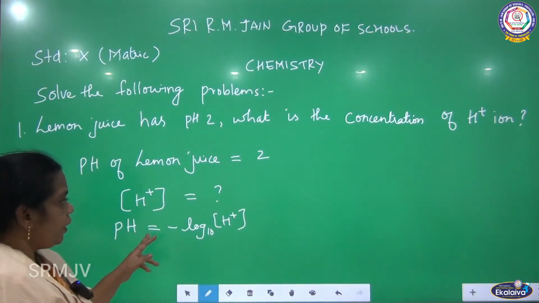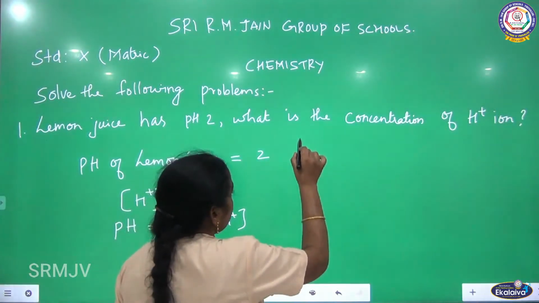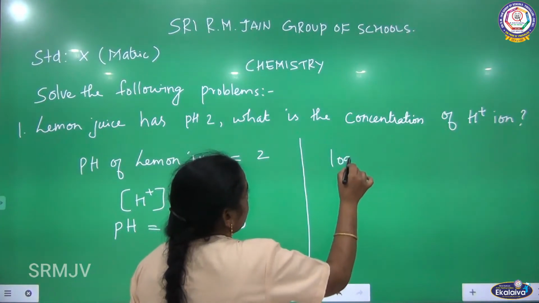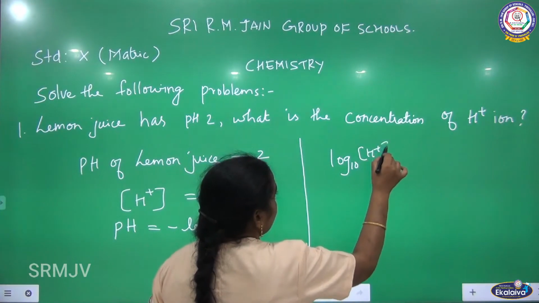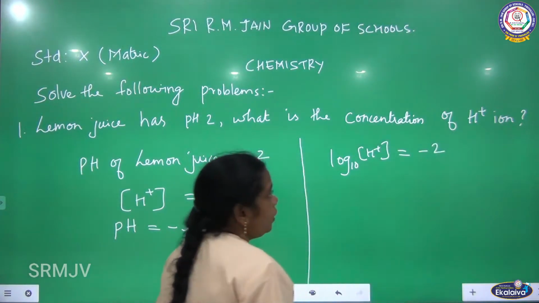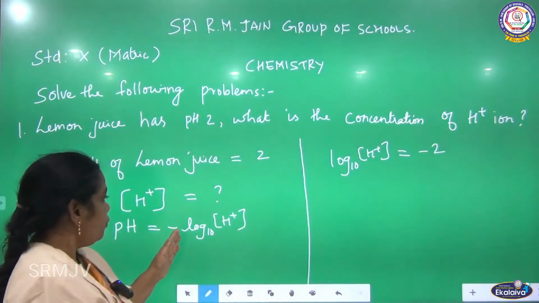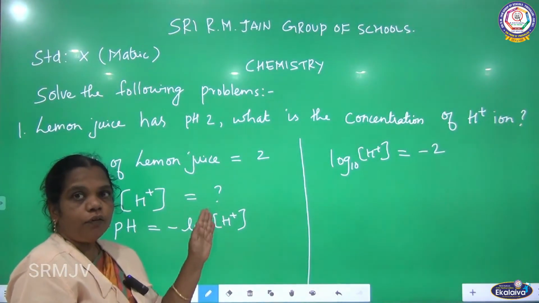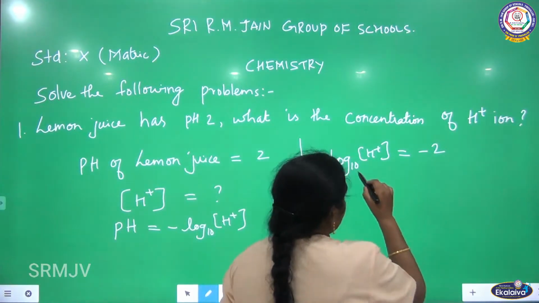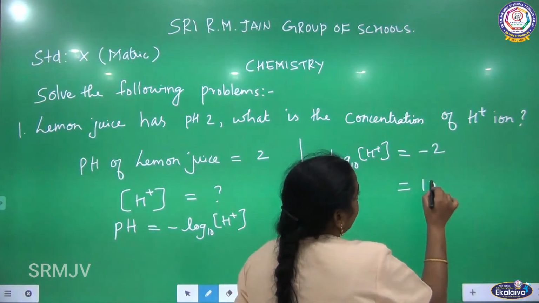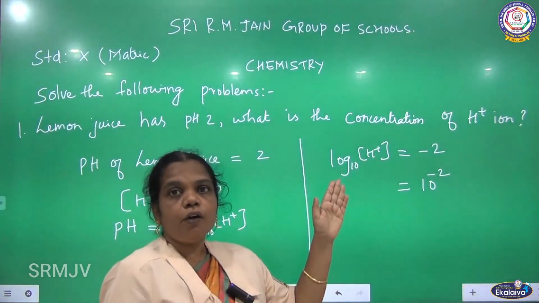Now the pH is given, you have to find the concentration term. So the log to the base 10 of H plus ion is equal to, you take it as minus. This is nothing but the anti-log. So negative log of base 10, you have to find the anti-log of this. So this can be written as 10 to the power minus 2. So anti-log of 2 you have to find.